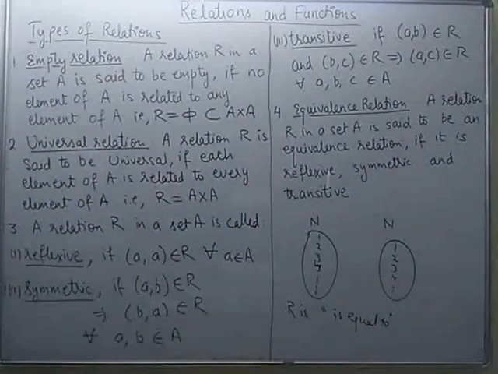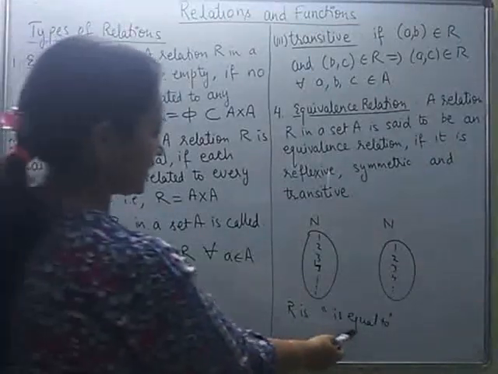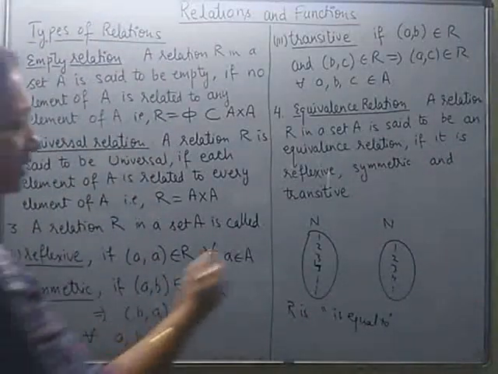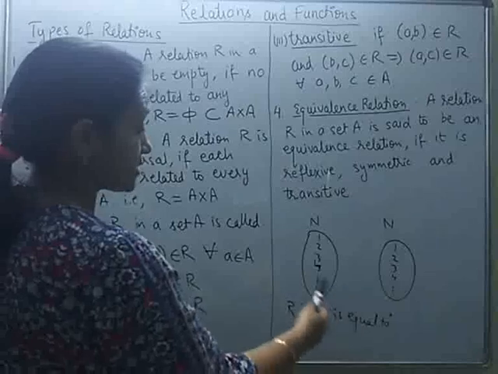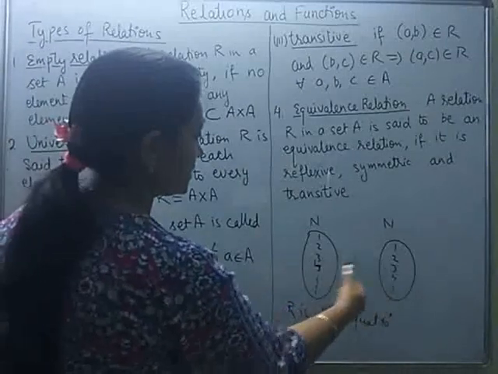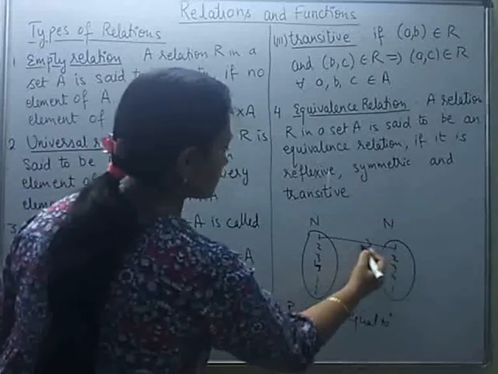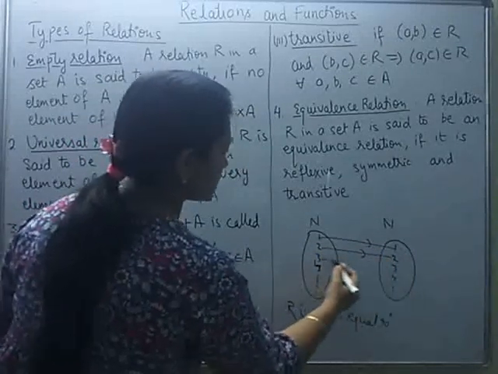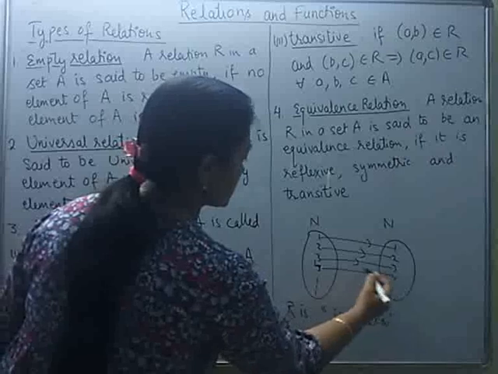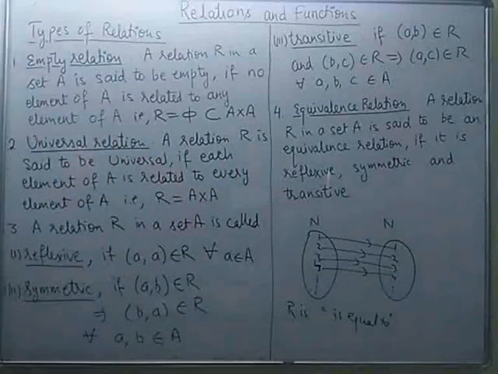Okay, now start doing the mapping. If the relation is defined like this, "is equal to", and you have to establish this relation between the elements of natural numbers, then you will find 1 is related to 1, 2 is related to 2, 3 is related to 3, 4 is related to 4 and so on.